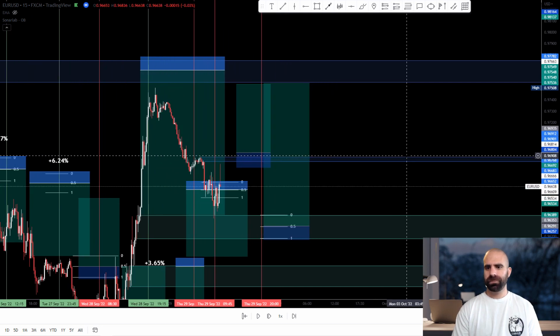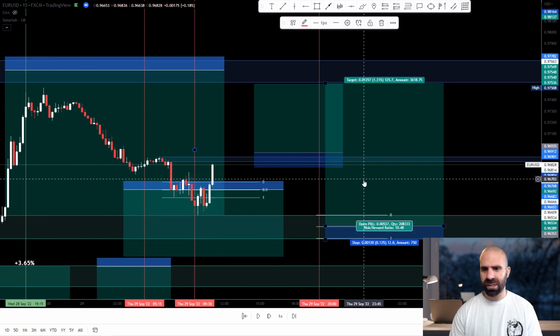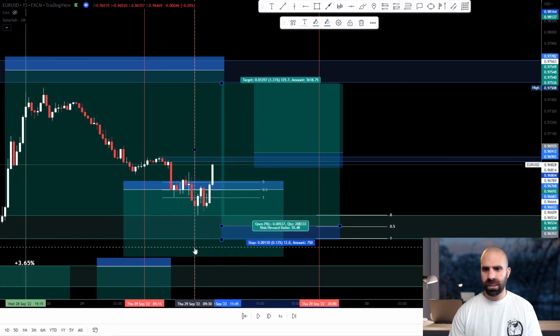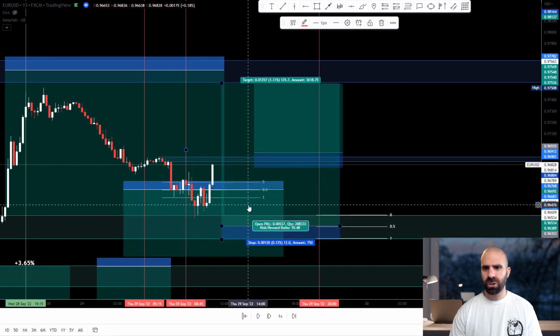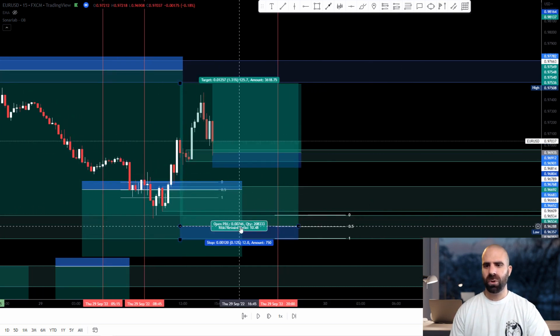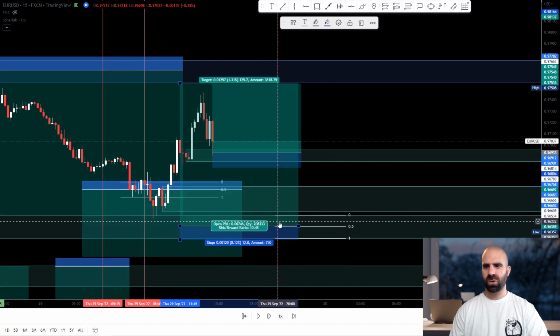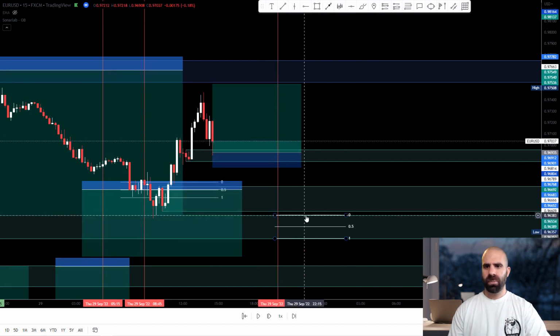And let's see. Is this one activated? This is exactly on the red line, so I cannot see. Let's see. No, it's not. And it has tapped into the order block. It's up to you if you're gonna be placing the orders at the beginning or at the 50%. So this is invalidated now. I'm gonna be deleting that.